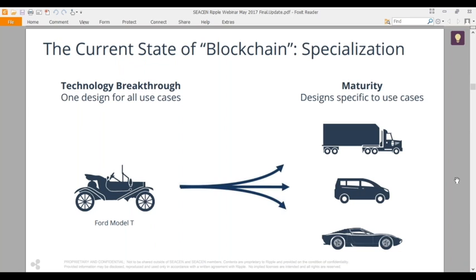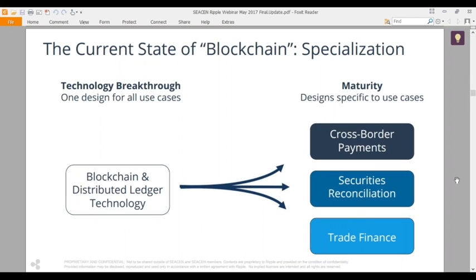So fast forward to today, when we have a maturity in the technology, we have designs specific to each use case. So we have an 18-wheeler that can move goods, a van to move a family. So we have a technology breakthrough that was blockchain distributed ledger, and it's now in the state of specialization, where the solutions are focusing on very specific use cases. Three of those use cases that I see as the most mature are cross-border payments, securities reconciliation, and trade finance.